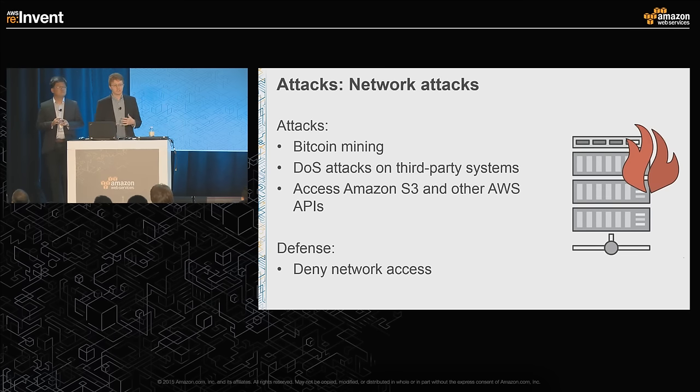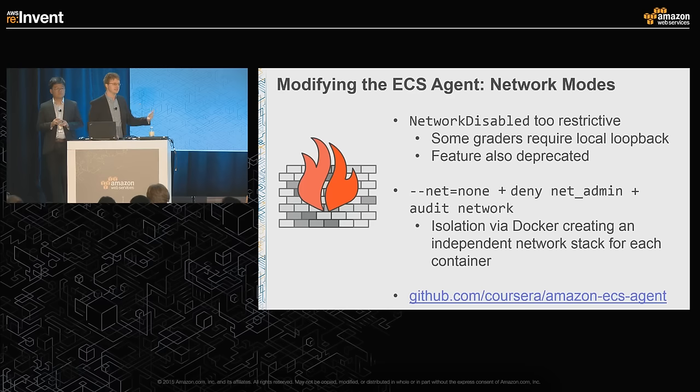So the conclusion we came to is that we needed to deny all network access. And this has the added benefit of meaning that we can actually regrade assignments at a later point without being beholden to particular services or something being online at a particular time. Everything is contained within the container, which is kind of nice. Now, in order to deny network access, we had to modify the Amazon ECS agent. Up until this morning, it was not possible to specify the network mode and disable network access for containers launched by Amazon ECS.